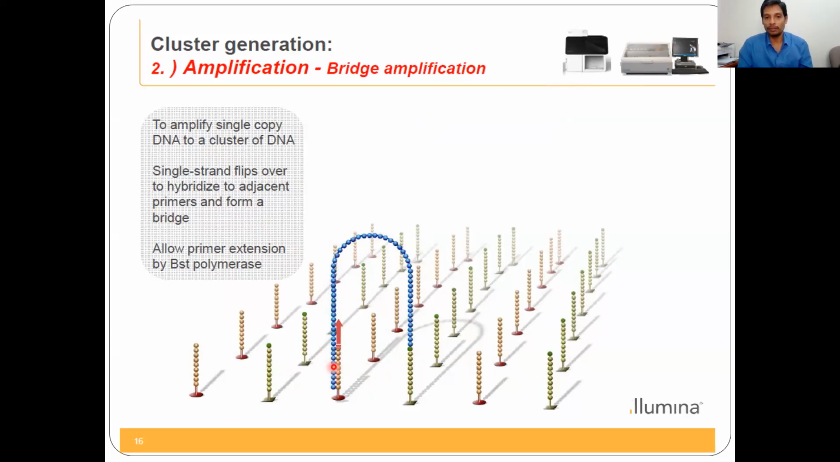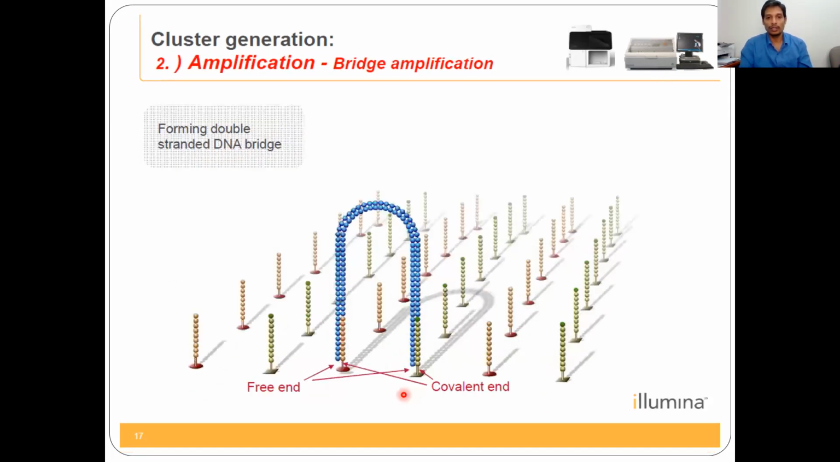It is called annealing. So, to amplify single copy DNA to a cluster of DNA, once it gets annealed, you add DNA polymerase and the NTPs to the flow cell. Thus this primer gets amplified until the bottom, until this adapter sequence also gets amplified until here.